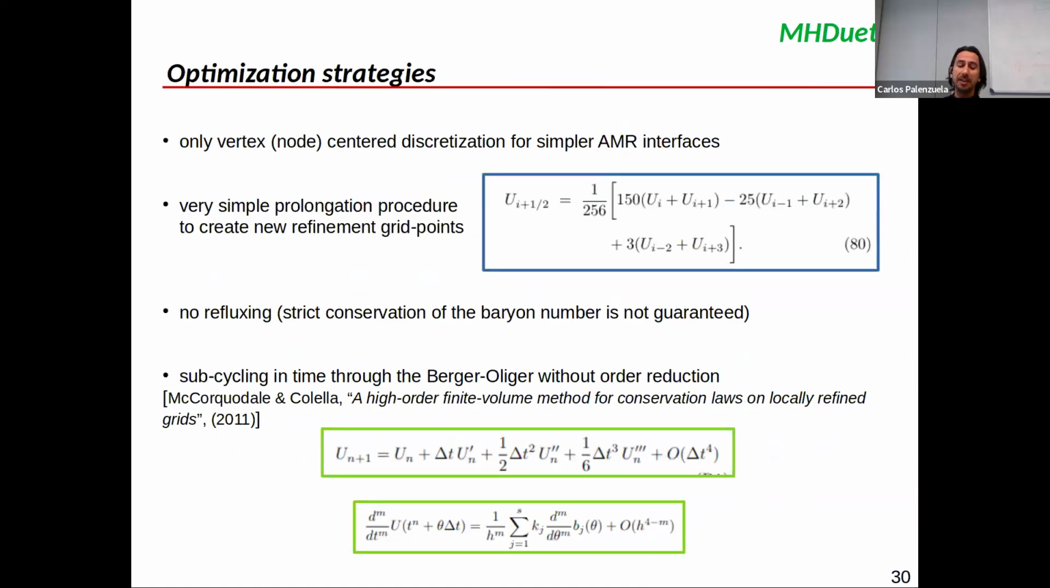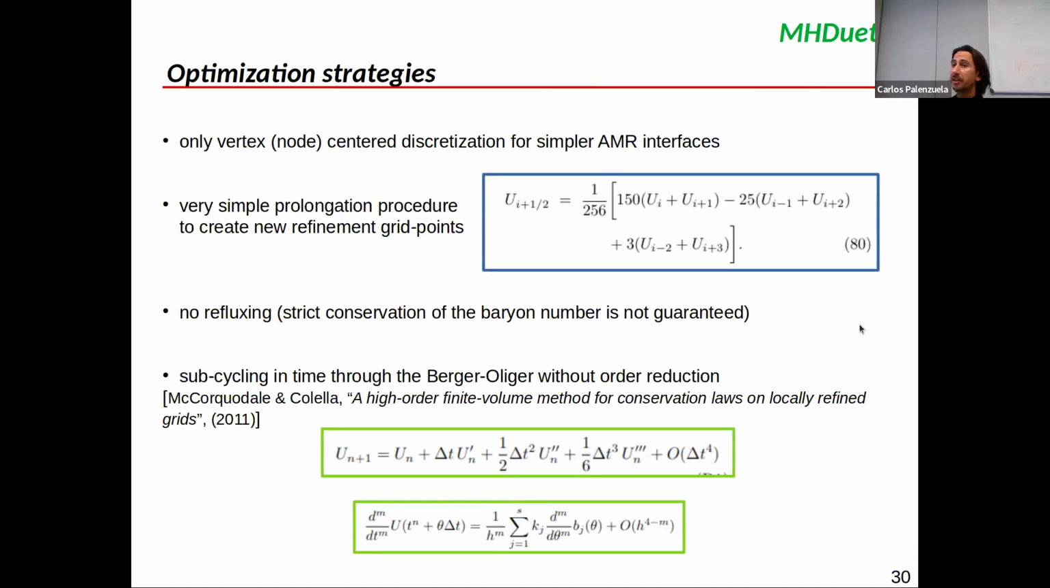For the optimization strategies, we are only allowing for vertex or node-centered discretizations. That makes the AMR interfaces much simpler. And in particular, the prolongation procedure, when we have to create new refinement grid points, can be performed just with this very easy and fast interpolation.